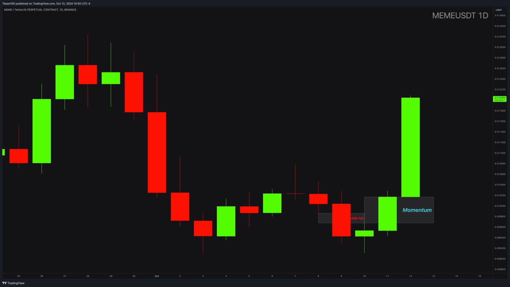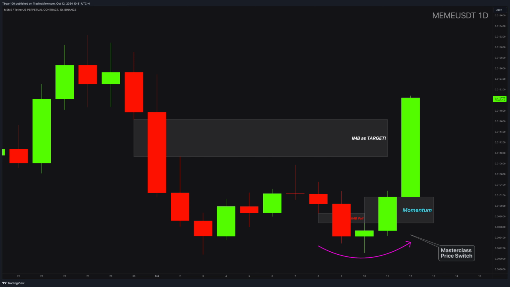The first thing I noticed with this coin was this daily price switch, the failure of an imbalance and the following momentum imbalance. This alone tells me how powerful the buyers are. And this gigantic imbalance was a magnificent target. It was basically calling the price to itself. We still have this really nice parabolic liquidity above as future target and reference.